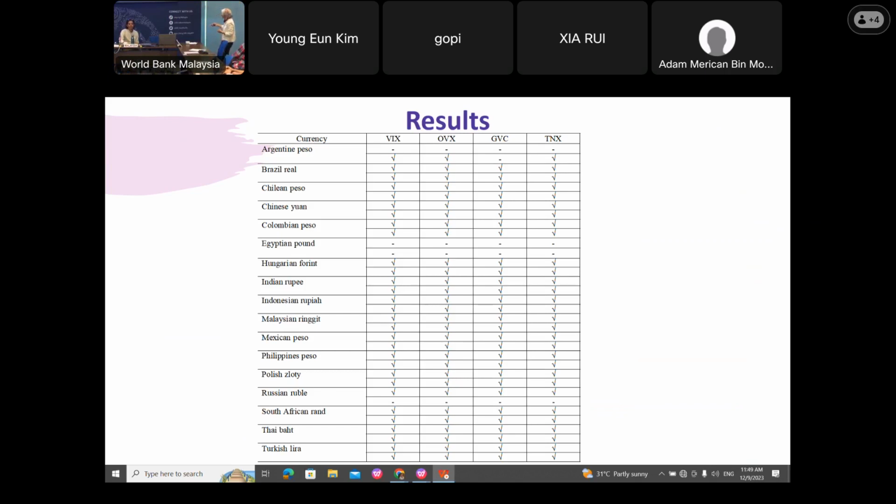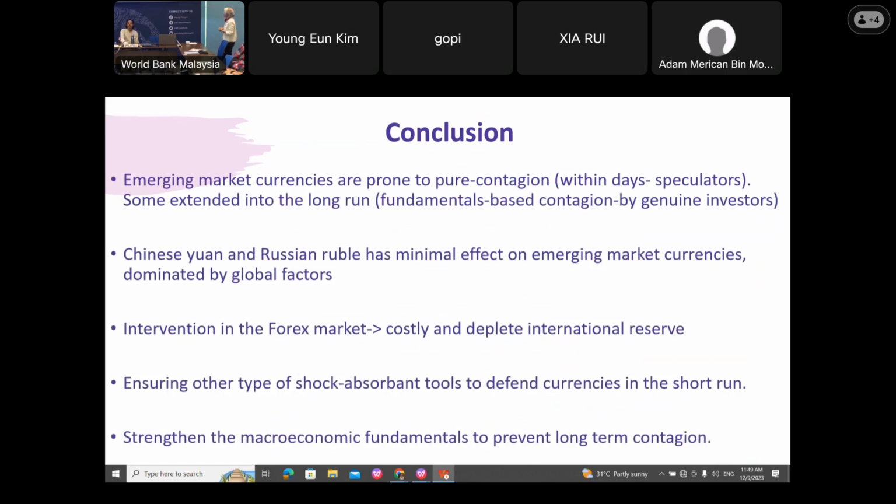Mm. Okay. So the conclusions. Emerging market currencies are prone to pure contagion within days, and this is due to the speculators, and some extended into the long run, and this is due to fundamental-based contagion by genuine investors. But again, maybe first Augustine can go ahead.